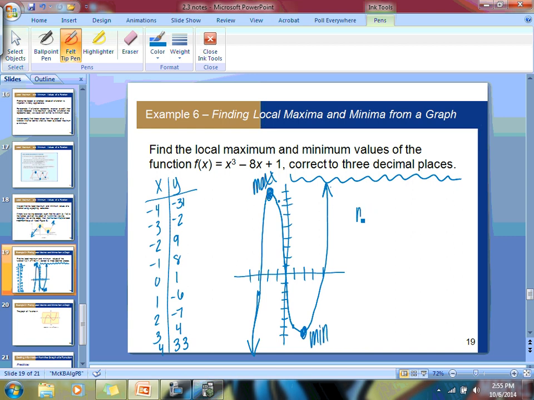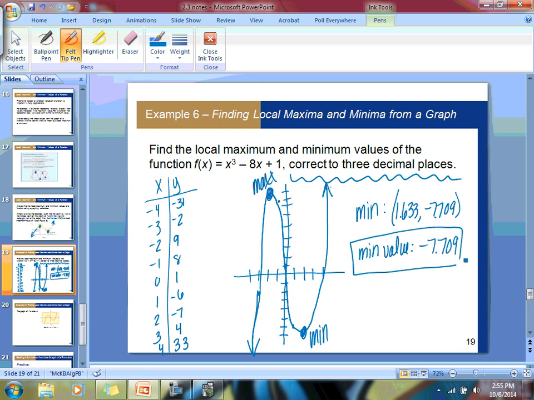So for your minimum, your ordered pair is 1.633 and -7.709. So your minimum value, remember, that's going to be the y value in the ordered pair, so -7.709. That's your actual minimum value. You put x into the function, this y is what you get out. So that's your value.